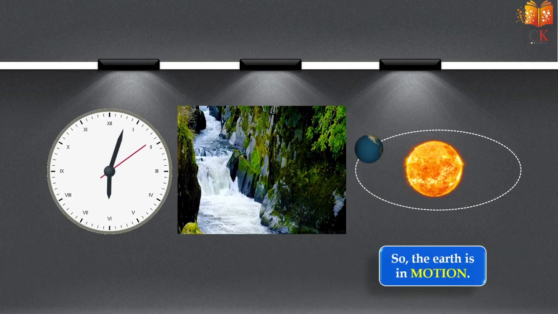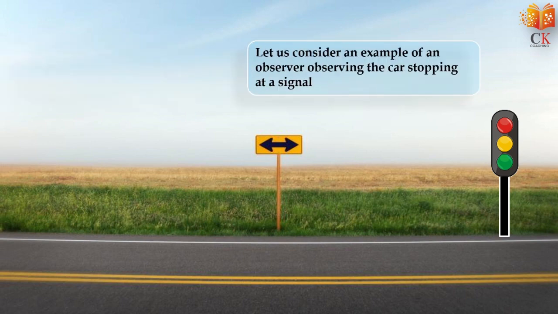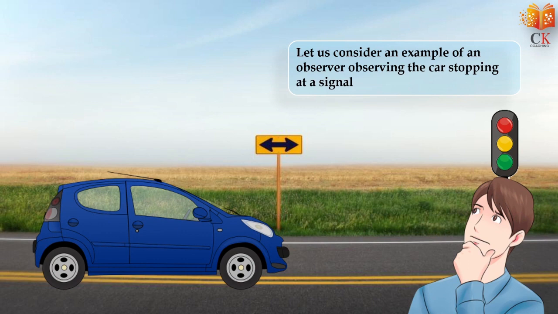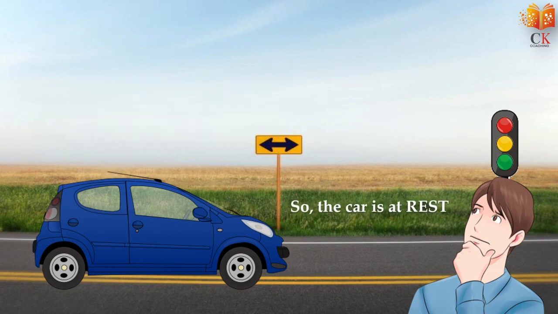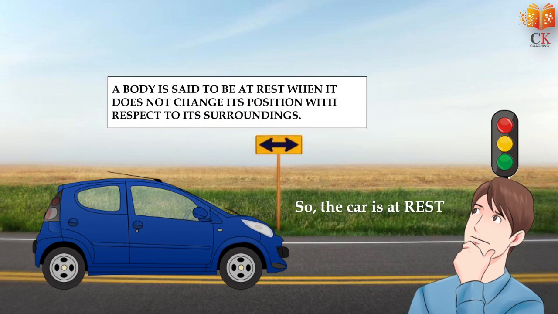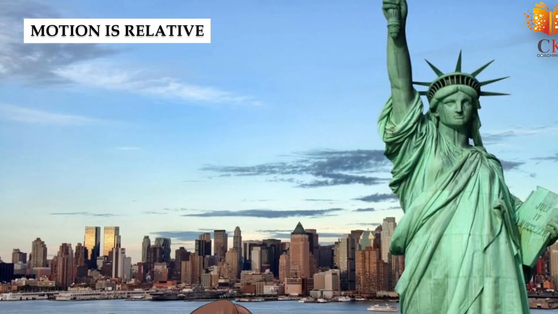So what is meant by rest then? If changing the position with respect to surrounding is motion, then how do we define rest? As simple as that, let us consider this car here with the same observer. With the passage of time, we see that the position of the car is not changing with respect to the surrounding. So we can say that the car is at rest. So any body or any object is said to be at rest when it does not change its position with respect to its surrounding. Thus we understand now what is rest and motion.